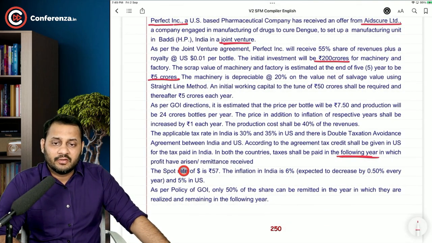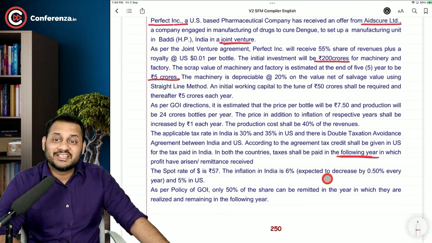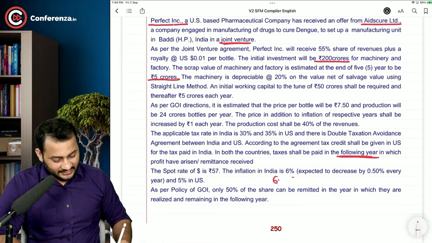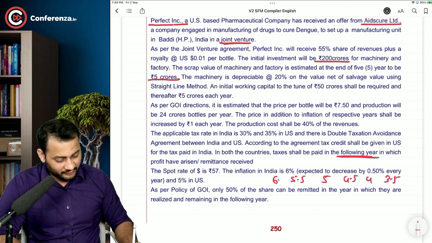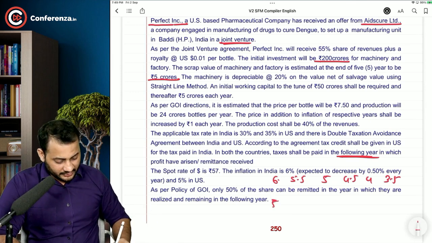In which the profit has arisen or remittance received. Spot rate is 57 rupees per dollar. Inflation in India is 6%. Again, the inflation is expected to decrease by 0.50% every year in India. So basically it will be like 6, then 5.5, 5, 4.5, 4 and 3.5 like this. Too much of a headache. But in US it will be 5% for all the years.